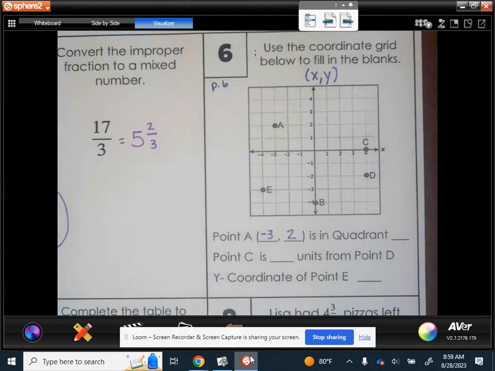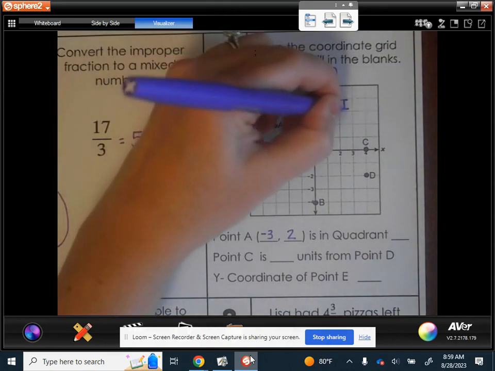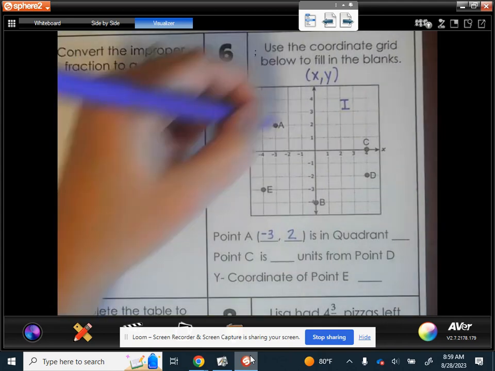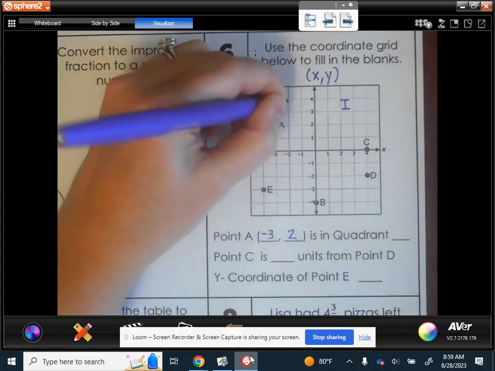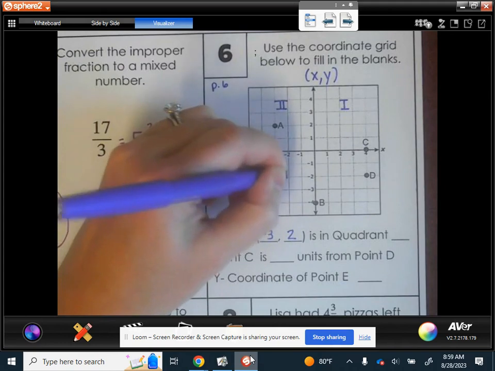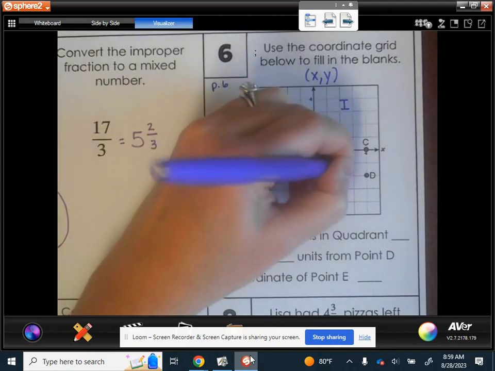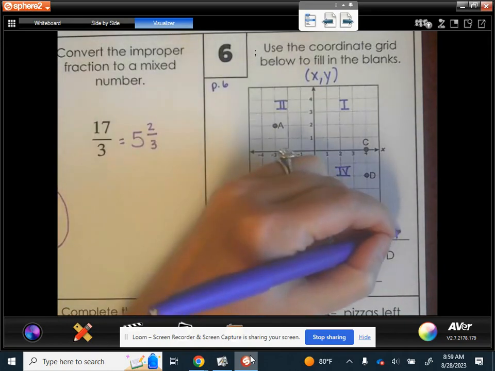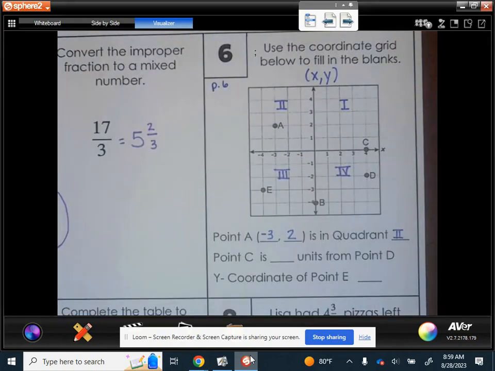And then it asks us what quadrant that is in. So remember that quadrant 1 is the one you learned in 5th grade, the positive numbers only. And then it goes counterclockwise. So this would be quadrant 2, quadrant 3, and quadrant 4. So point A is located in quadrant 2.